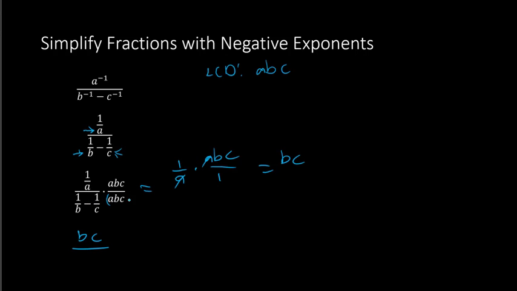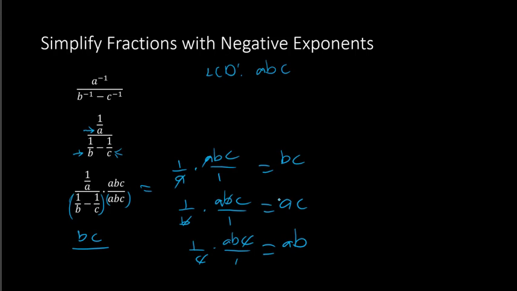The denominator, we take ABC, multiply it by both terms, we distribute. So we take 1 over b, multiply by ABC, and then we do 1 over c times ABC. So 1 over b times ABC, the b's cancel, you're left with a times c. And then 1 over c times ABC, the c's cancel, and you have a times b. So when we distributed, we now have AC, and then minus a times b.